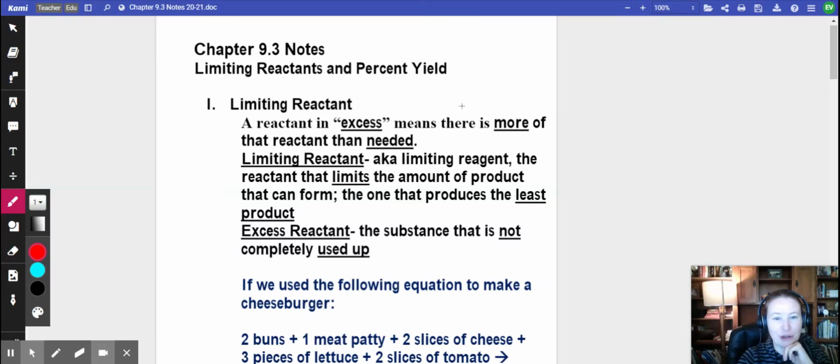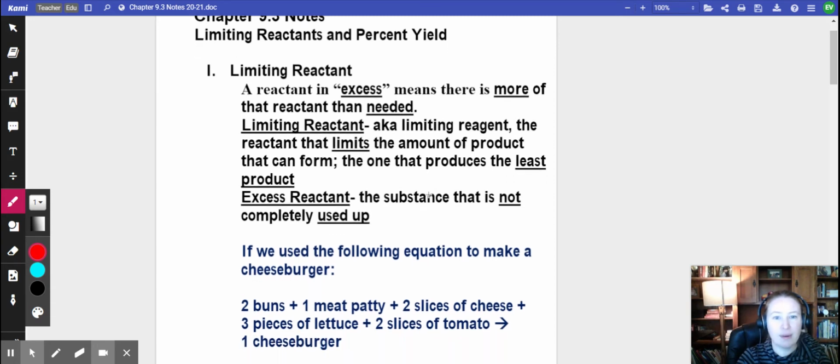Hi guys, today we're going to go over Honors Chem Chapter 9, Section 3 on limiting reactants and percent yield. So two definitions that we need to know. The limiting reactant is the one that limits how much product you can make. The excess reactant is the one that is not completely used up, you have extra. So excess means there is extra reactant.